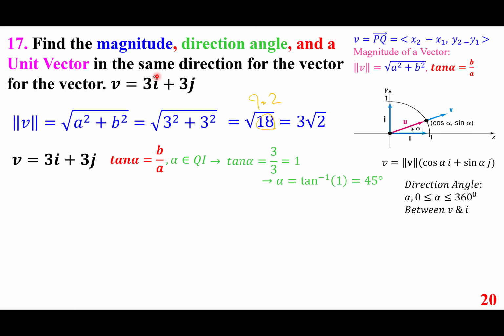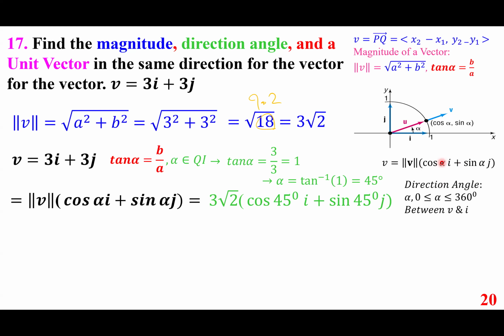So if that is the case, we are going to write it in this format. We have the magnitude and we have alpha. And this is the way they want it. If you calculate cosine of 45 degrees and sine of 45 degrees and multiply them out, you get the same thing back. I want you to know that, but that's how they want you to represent it.